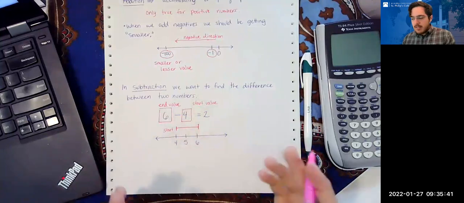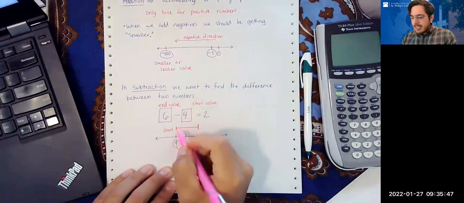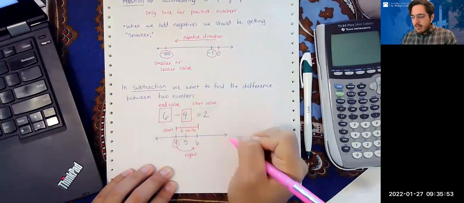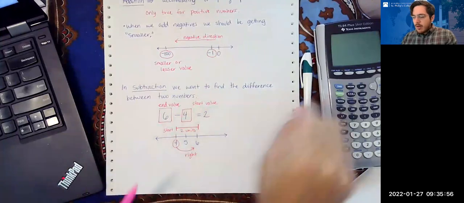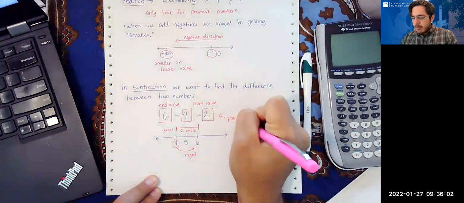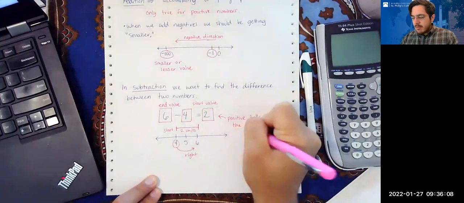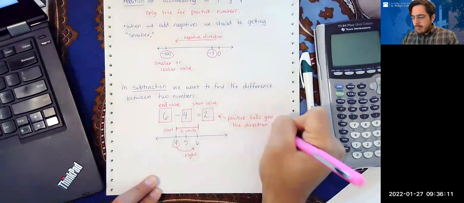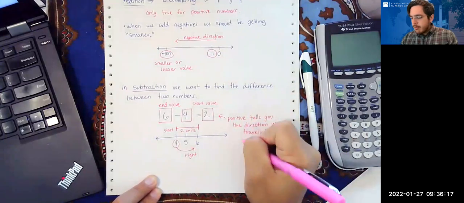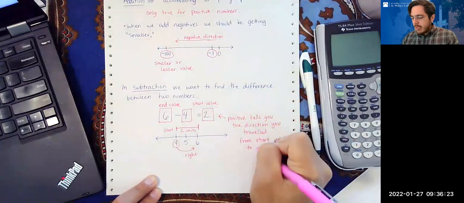Do we move to the right? To the right. Yeah. So we moved to the right. And how many units did I have to move to get there? 2 units. So that's why our resulting value is a positive 2, because positive tells you the direction you traveled, the direction you traveled from the start point to the end point.